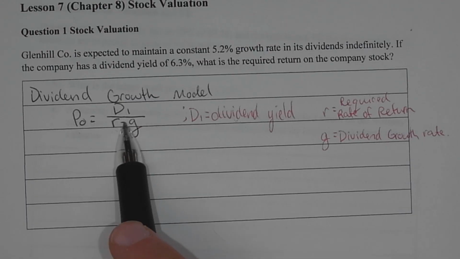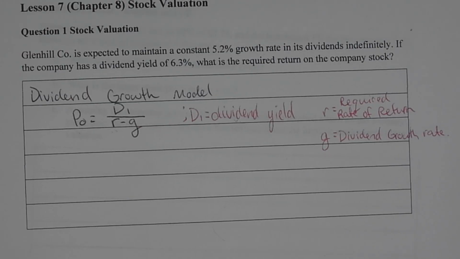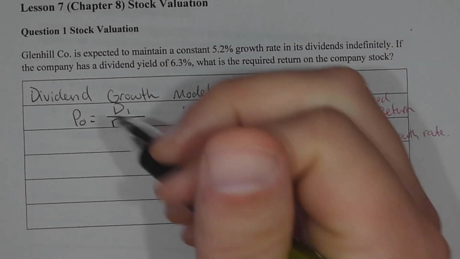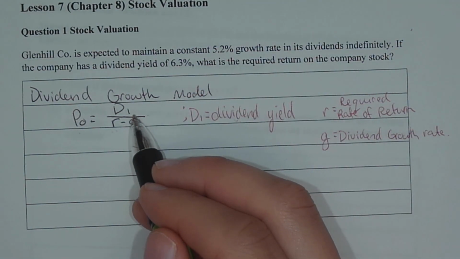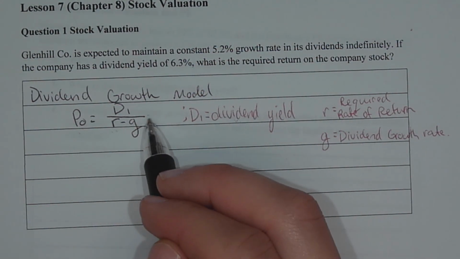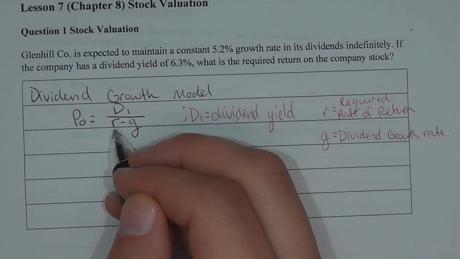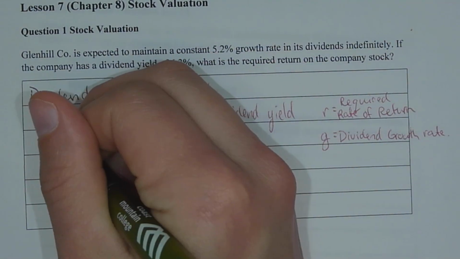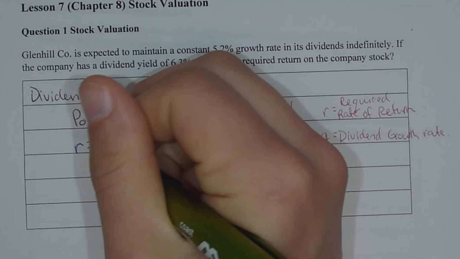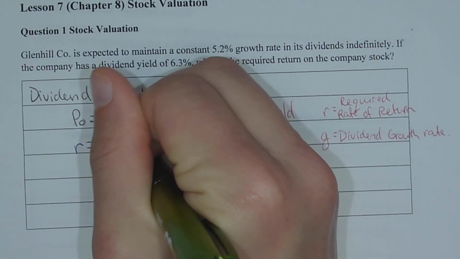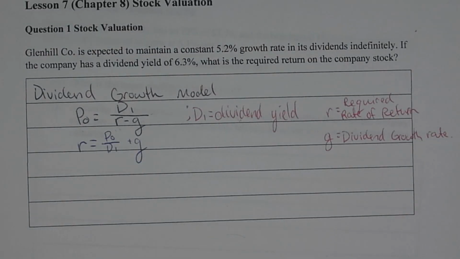So let's start by, since we're trying to determine our required rate of return, let's rearrange this a little bit. If we were to divide both sides by D1, we'd have P0 / D1 equals R minus G, and then we can just add G to both sides to get rid of it. So that means R equals D1 / P0 plus G. So this is what we're trying to determine.